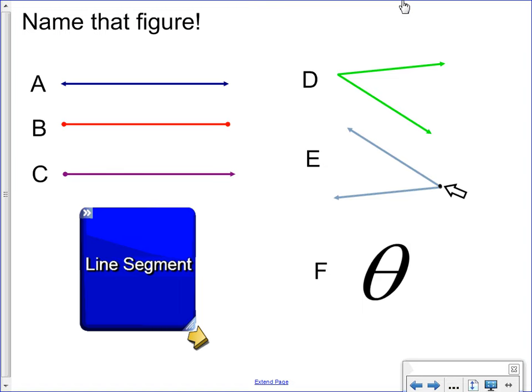So it has to have endpoints, right? You can't keep going on. A and C have arrows going on, so B is the line segment.